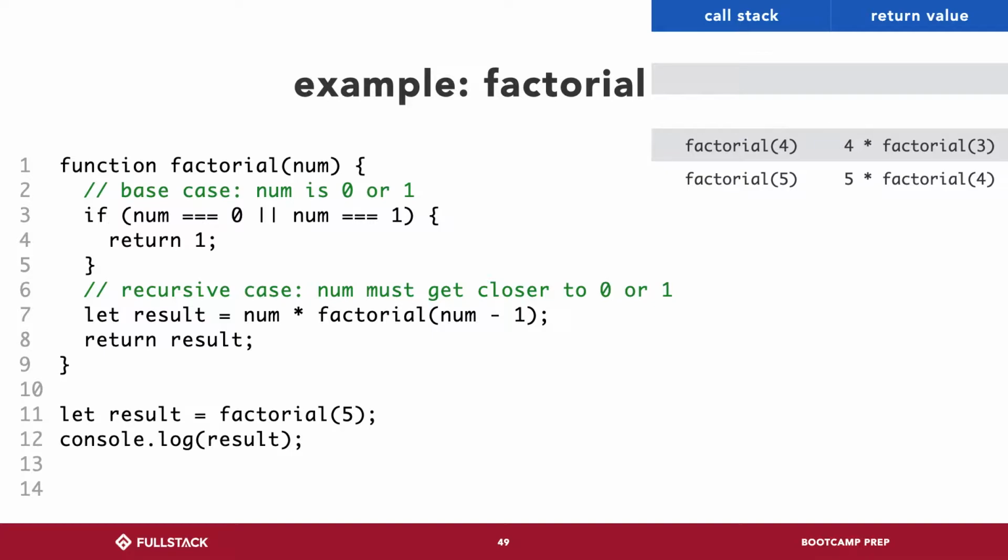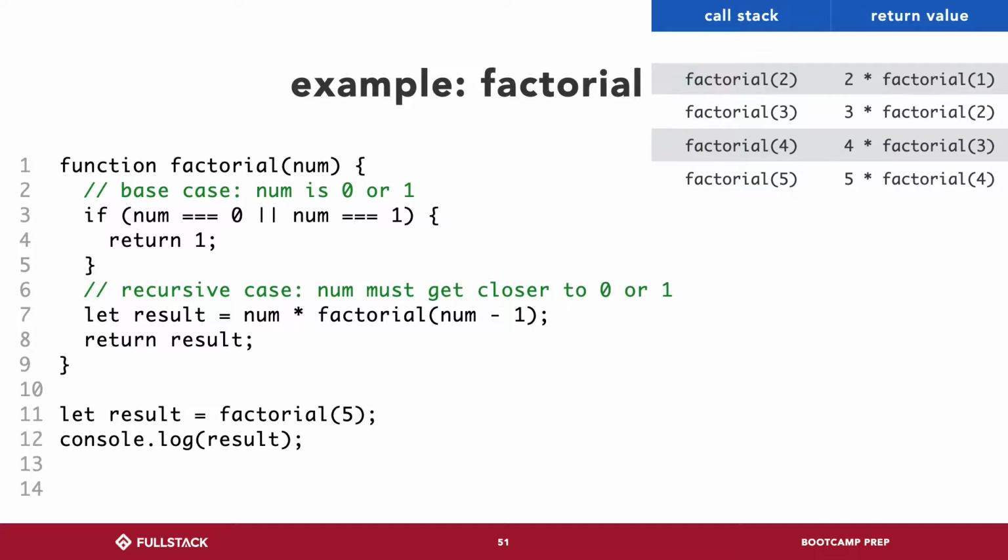And we're going to go down, and 4 minus 1 is 3, so it'll be 4 times factorial of 3. So that means we have to see what factorial of 3 returns. So factorial of 3 has to be invoked, so factorial of 3 goes onto the call stack, right? Running the same logic again, result is now going to be equal to 3 times factorial of 2, right? So then we have to call factorial of 2. Running the same logic, we have to do 2 times factorial of 2 minus 1, factorial of 1. So we call factorial of 1.